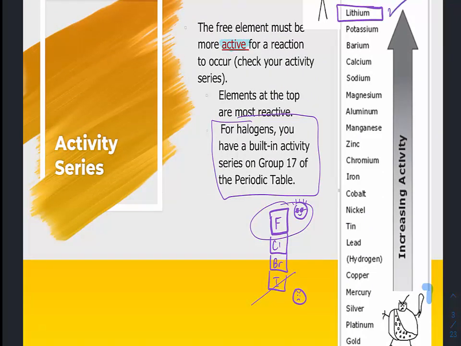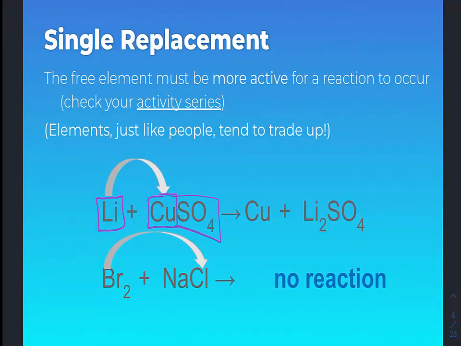Lithium's like a cool guy element. Copper, on the other hand, is down here. Nobody likes being with copper. He's angry and grumpy. So sulfate is going to dump copper and get with lithium instead. So copper got dumped and it's now by itself, and lithium is with sulfate instead.